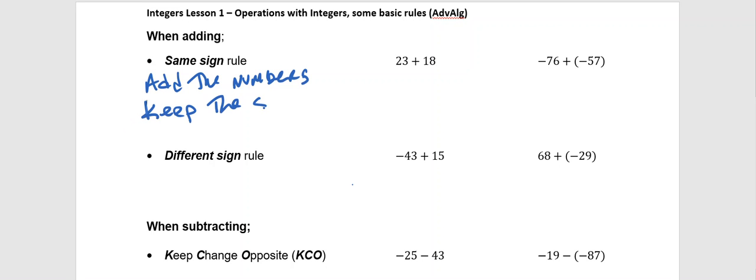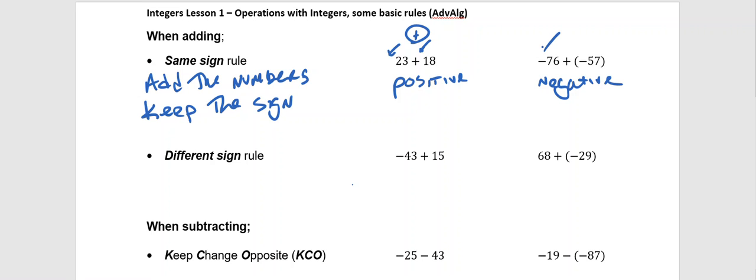So add the numbers, keep the sign. So without looking at anything, by the time I'm done, I'm going to add 23 plus 18, and I know I'm going to get a positive result here because both numbers are naturally positive. And here, I'm going to get a negative result because naturally we can see both numbers are negative. And I'm not going to do any actual evaluating here. I'm just using these examples as a way of reminding you of what the rules are. We'll do some evaluating a little bit further down in these notes.